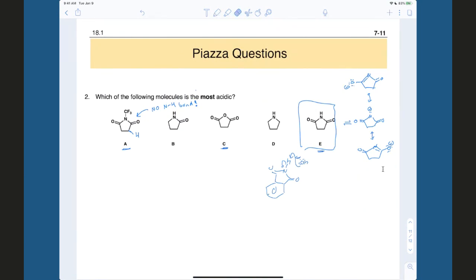I think to make a comparison between a normal type of enolate and these other structures, let's take E for instance. This would end up putting this negative charge on an oxygen or a carbon.